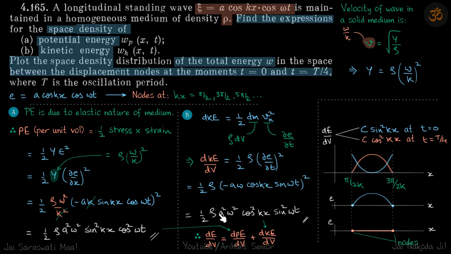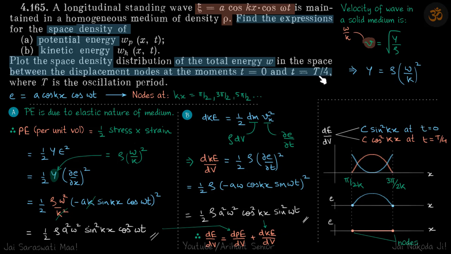If we just add these two, we will get dE/dV, that will be dPE/dV plus dKE/dV. Why are we adding them? Because we need that in the third part, where we need to plot the total energy density. The total energy density is adding these two. Now at t = 0, this term will be 1 and this term will be 0. So the energy density at t = 0 is half ρ a² ω² sin² kx, or you can say some constant times sin² kx at t = 0.